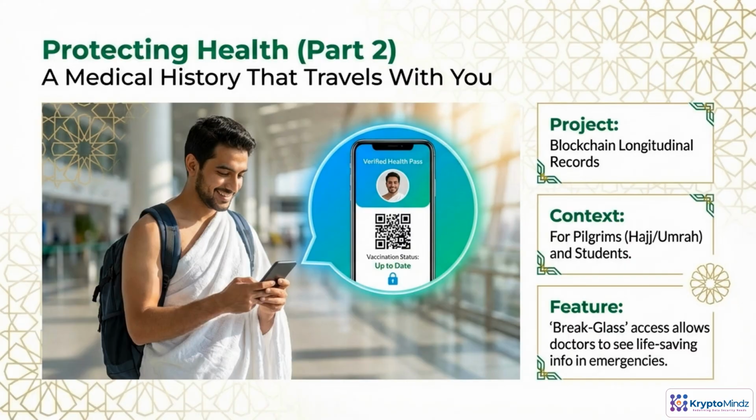Now imagine a pilgrim arriving in Mecca with diabetes, while their records sit in Jazan and Riyadh. With blockchain-based longitudinal records, a simple QR code can grant instant, trusted access. Normally, only the patient controls sharing, but a break glass override lets authorized doctors see essential data during emergencies, with every access fully logged.